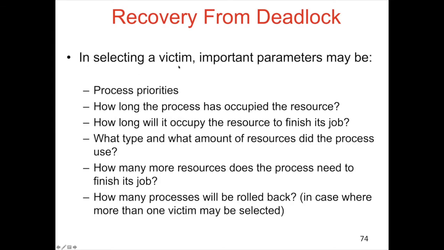In selecting a victim, important parameters may be, for example, process priorities, how long the process has occupied the resource, how long it will occupy the resource to finish its job, what type and what amount of resources the process used, how many more resources the process needs to finish its job, and how many processes will be rolled back. In this case, more than one victim should be selected.